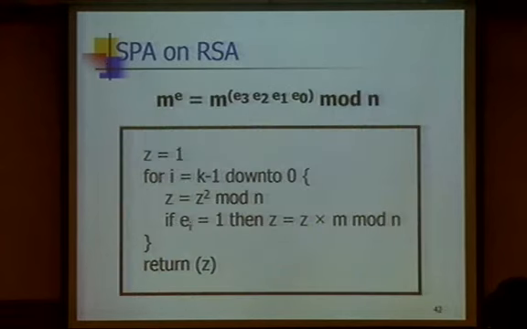This is a well-known scalar multiplication algorithm usually used for RSA encryption. Here E3, E2, E1, E0 is a binary representation of the exponent E. You should know that when the exponent bit Ei is equal to 0, this algorithm just performs squaring. But when the exponent bit Ei is equal to 1, we should additionally perform the multiplication operation. So there is a power difference.